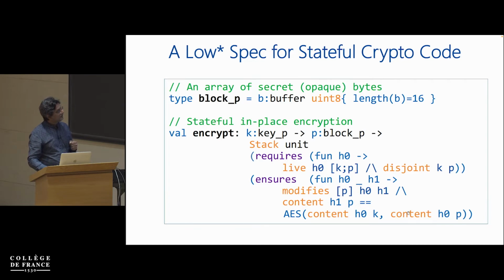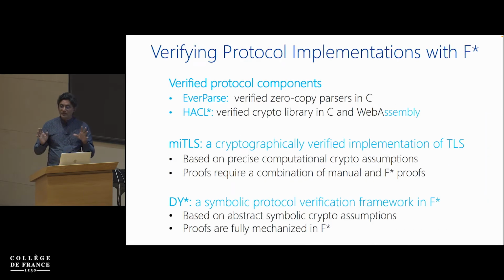So this last bit here is functional correctness. The modifies clause and the live and disjoint clauses are used to enforce memory safety. And the uint8 thing there is basically enforcing secret independence. So they're all represented here in one way or the other, and we can actually show that they satisfy all these properties that we care about. So that's the only bit of Low* I'm going to show you.